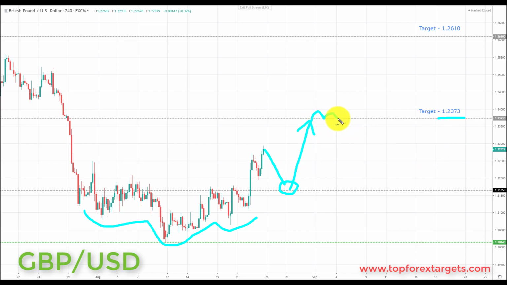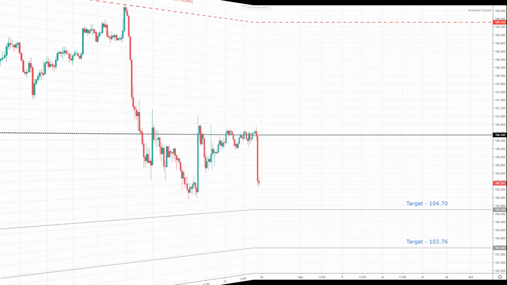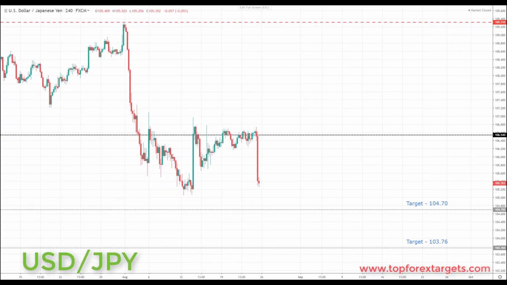1.2373, and if we can get a break through here, we're going to be looking up towards the next key area of resistance to the upside and target 2 at the 1.2610. So next market we're going to look at is US dollar Japanese yen.